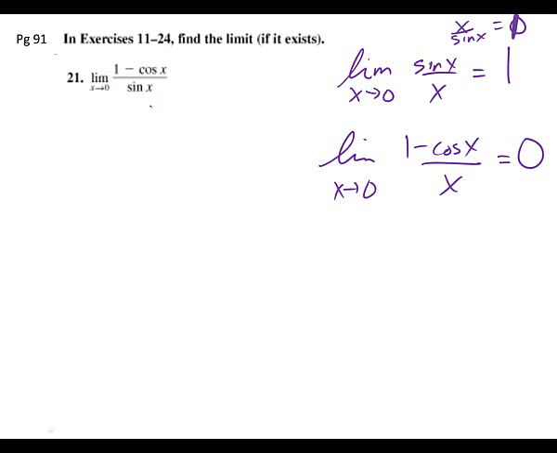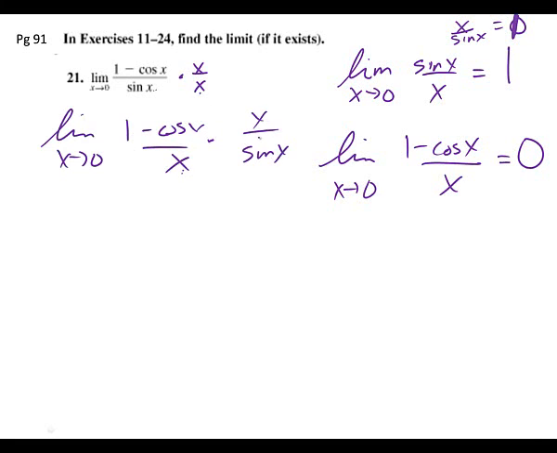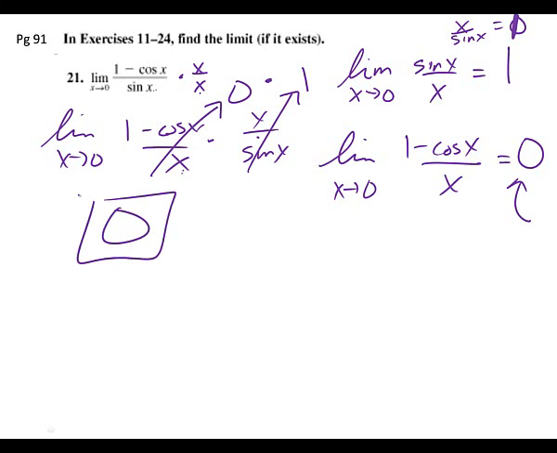So I can't do what it's asking me to do because sine of 0 is 0, but I could introduce an x over an x. So now what that gives me is the limit as x approaches 0 of 1 minus cosine x over x, times x over sine x. We know that limit goes to 1. What does this limit go to? 0. So what is 1 times 0? 0. That was a lot of work for a 0.